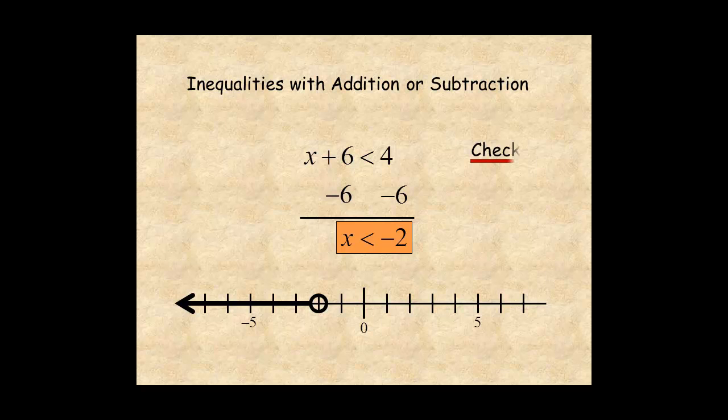Remember to always check the solution. Write the inequality again, and substitute any convenient value in the solution set. That is, any value less than negative 2, like negative 3. Then, negative 3 plus 6 equals 3, and the solution checks.